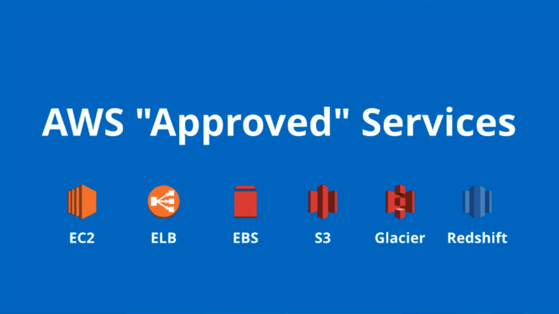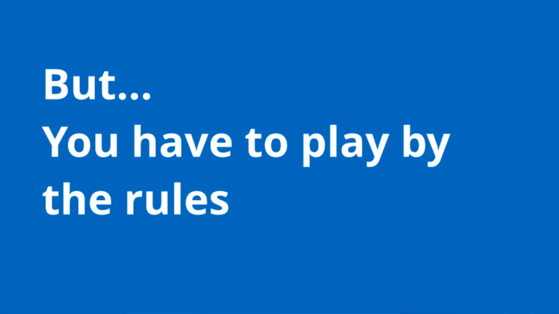It's EC2, ELB, EBS, S3, Glacier, and Redshift. So the great thing is that you can use all of these services and be HIPAA compliant on AWS. But the catch is that you have to play by their rules, which include, for EC2, you need to use dedicated instances wherever you're storing or handling PHI. And that's not so much a technical or engineering hurdle as a cost prohibitive one, since you have to pay $2 per hour for every region where you have dedicated instances. So that's about $1,400 a month.